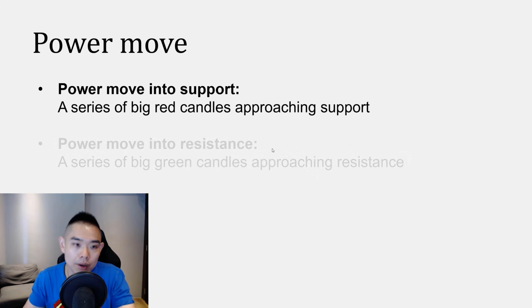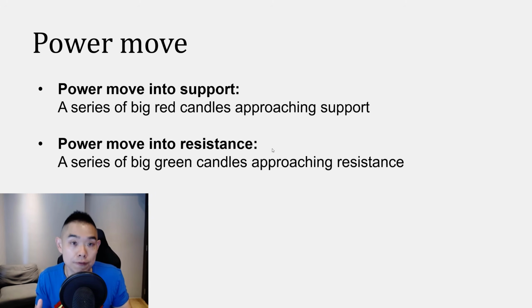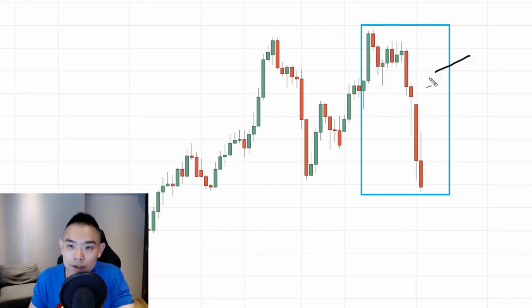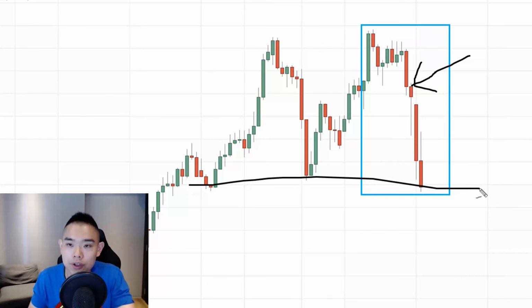But in the meantime, a power move into resistance is just the inverse. It's where you see a series of big green candles approaching resistance. So why is a power move significant? We'll get to that, but first, this is how it looks. So this is what I call a power move. Notice the big red candles approaching this area of support. So why is this significant?